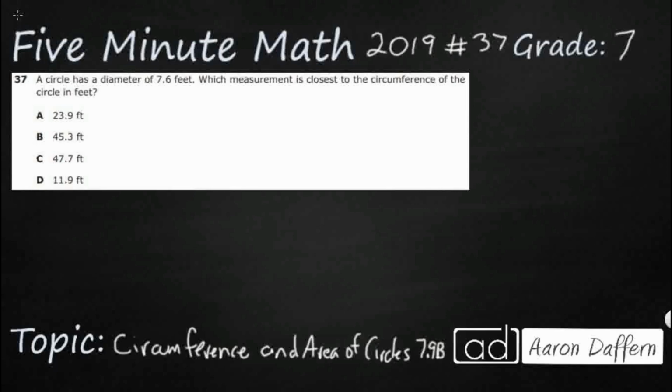Today we are looking at the 7th grade concept of circumference and area of circles. This is standard 7.9b in the great state of Texas, and we are using item number 37 off the 2019 released STAAR test. If you have not done so already, please go ahead and take a moment to pause the video, work this problem out on your own, unpause it, and then we will look at our answers together.